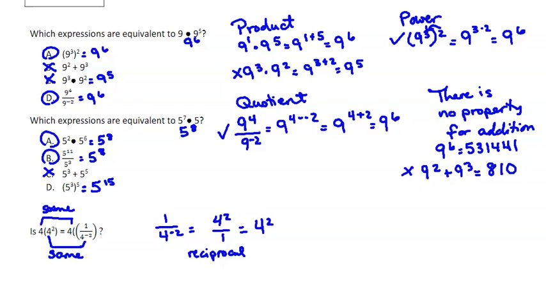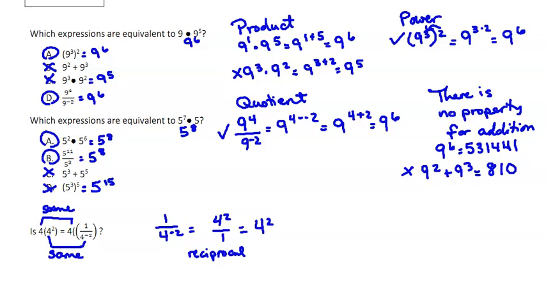So you were asked to figure out which expressions were equivalent to 5 to the 7th times 5. 5 to the 7th times 5 is equal to 5 to the 8th because the exponents of 7 and 1 together will give us 8. So choice A is the product property, so I'm going to add the exponents and get 5 to the 8th, which is equivalent. B is the quotient property, so I'm going to subtract the exponents because their bases are being divided. 11 minus 3 is equal to 8, so B is also 5 to the 8th.